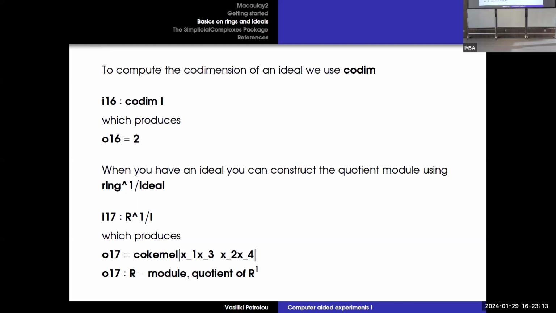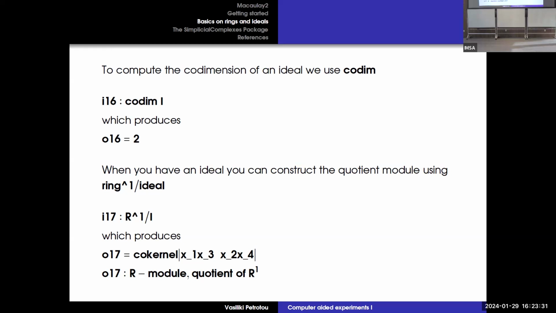Then maybe we want to check the codimension of an ideal. We use the command codim, and again the name of the ideal. So it says that I is a codimension 2 ideal.